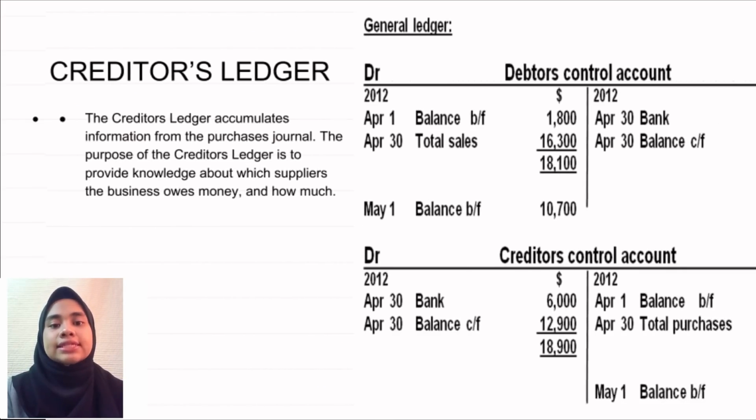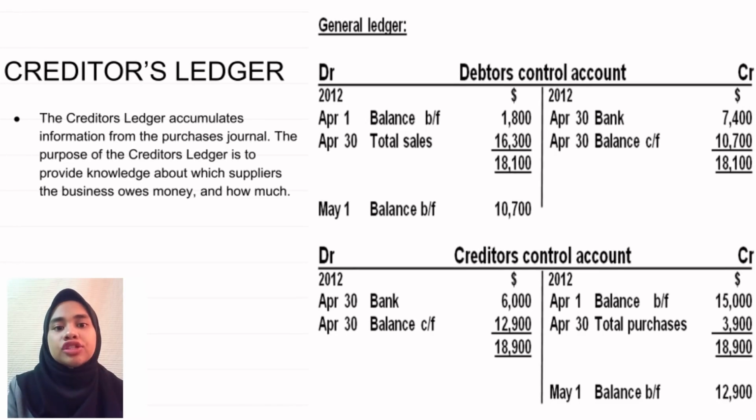The last document is creditors ledger. There are three types of ledger, which is general ledger, debtor ledger, and creditors ledger. The creditors ledger accumulates information from the purchase journal. The purpose of the creditors ledger is to provide knowledge about which supplier the business owes money and how much.